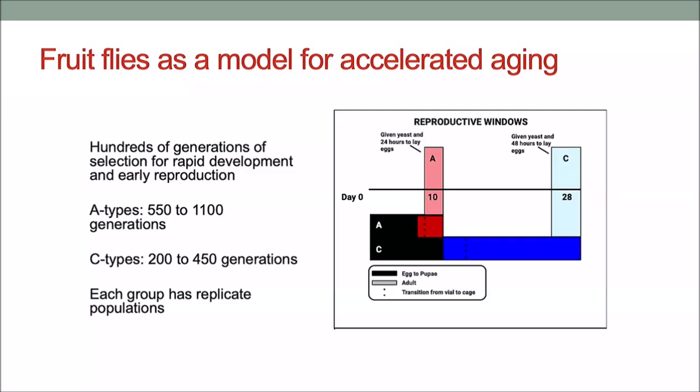And then the Cs are reflecting the same pattern. So we have the Cs that are at 200 and then 450 generations. So we consider this a system of like a 10-fold replicated system, right? We have 10 As, 10 Cs, even though there's some differences in generation time.